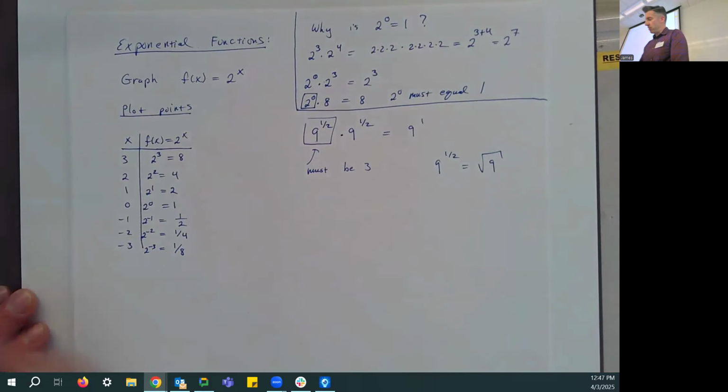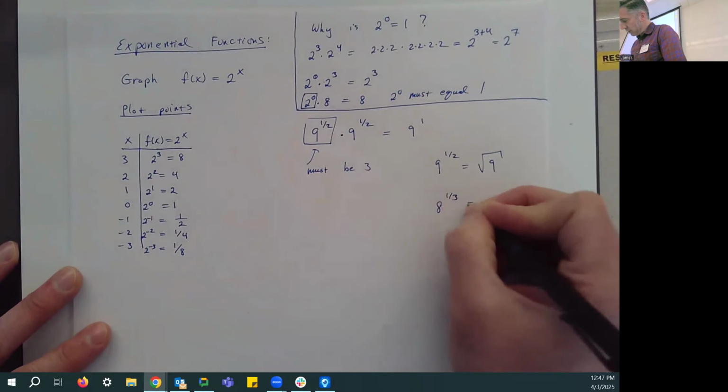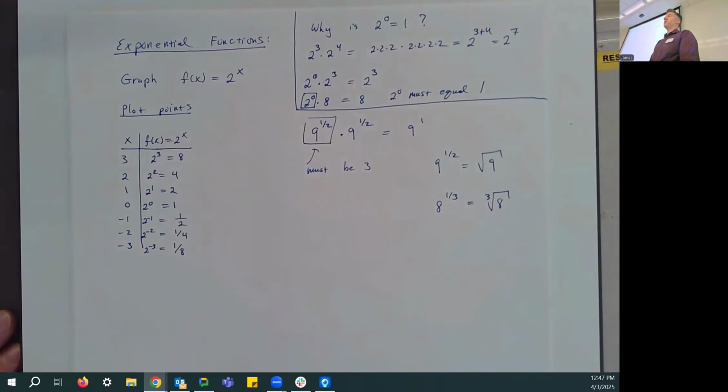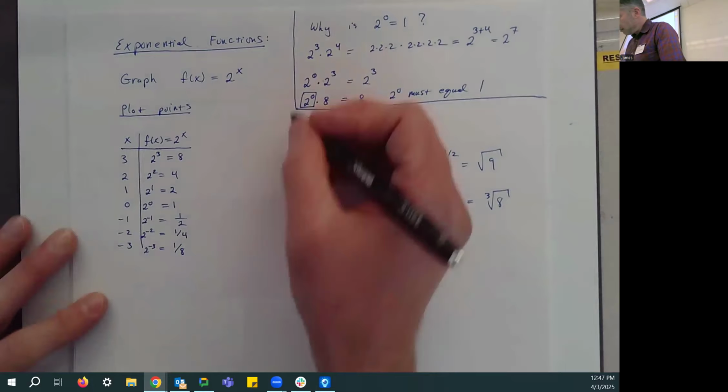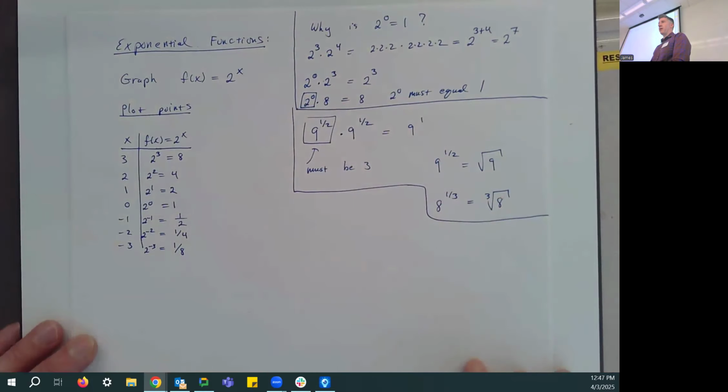And you can make a similar argument for 8 to the 1/3 power being the same as the cube root of 8. Because 8 to the 1/3 times 8 to the 1/3 times 8 to the 1/3 is 8. That means 8 to the 1/3 has to be 2, because 2 times 2 times 2 is 8. It's kind of neat. Anyway, back to graphing exponential functions.